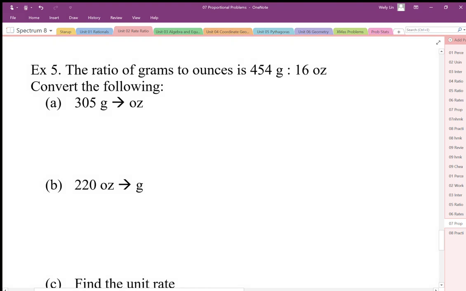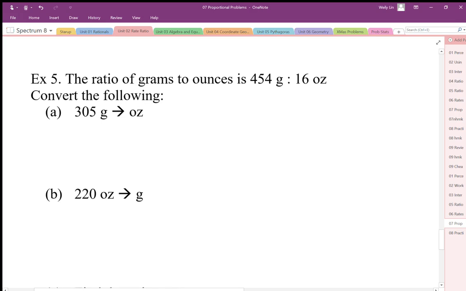So the ratio of comparison, or the conversion factor for ounces and grams, is 454 grams is the same as 16 ounces. In fact, 454 grams happens to be 1 pound. So 16 ounces is 1 pound as well. But if I want to use this as a conversion, I'm going to do it this way.